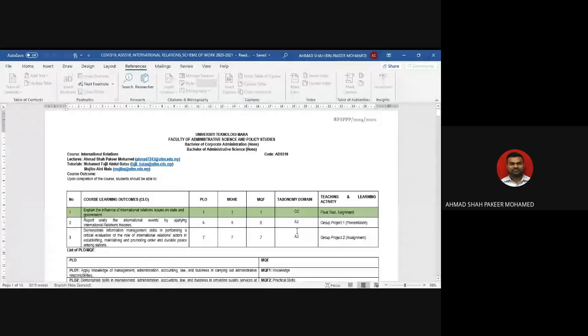Okay, so I hope you can see the scheme of work. I already uploaded it in Microsoft 365. Our lectures will be conducted in Microsoft 365 MS Teams. So for those who haven't joined the class group, please do join the class.